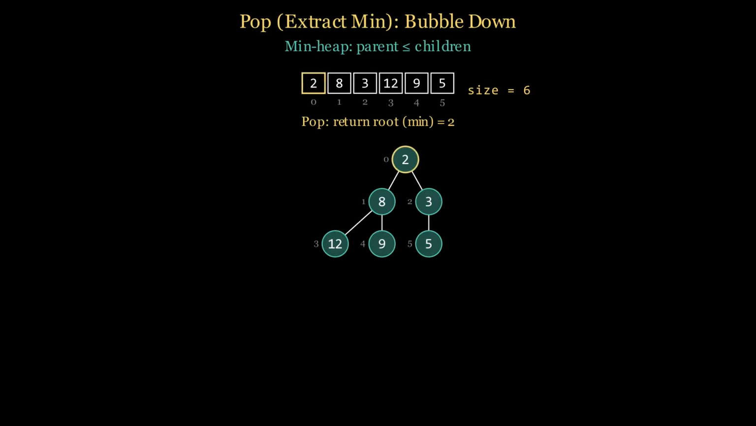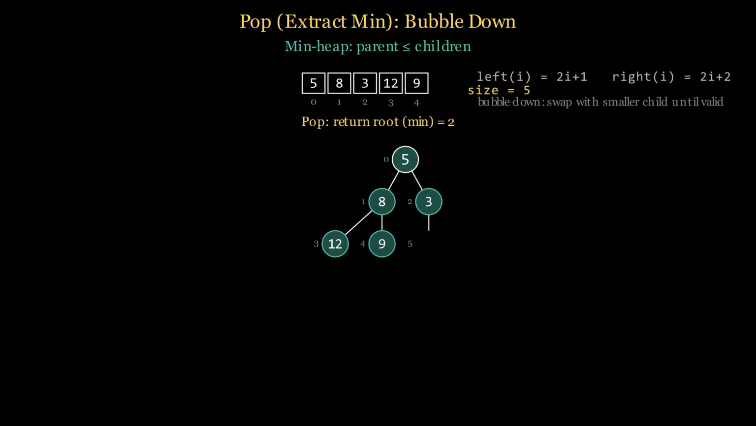We return the minimum at the root. Then we move the last element to the root and remove the last slot. Then we bubble down, swap with the smaller child until the heap property holds. To pop, we take the root, put the last element at the root, then repeatedly swap with the smaller child until the heap is valid again.